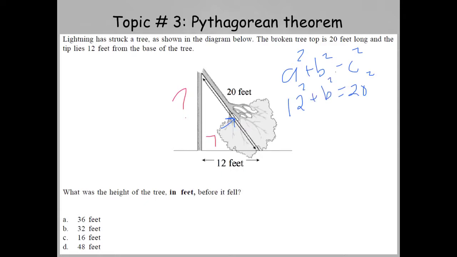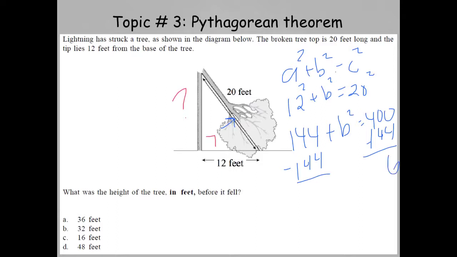So now we just evaluate. 12 squared is 144. 20 squared is 400. If you have the c and you're missing either a or b, you have to subtract. So 400 minus 144 is 256. So we have b squared equals 256.